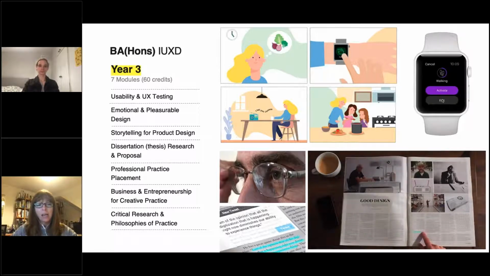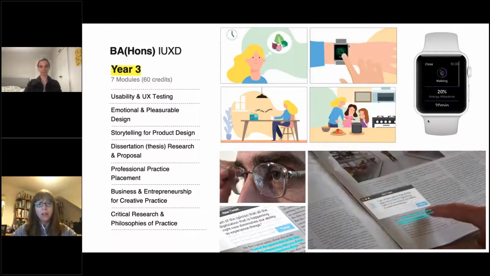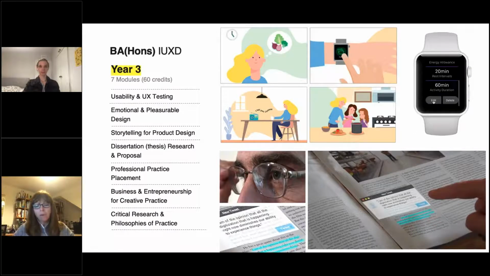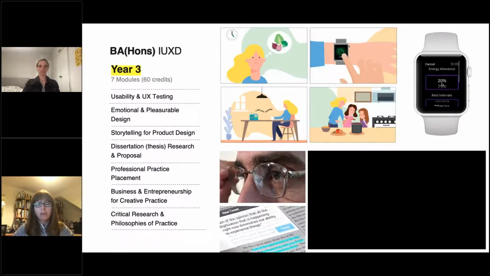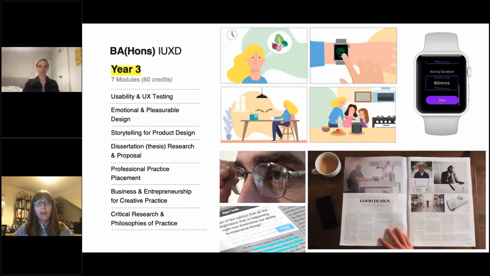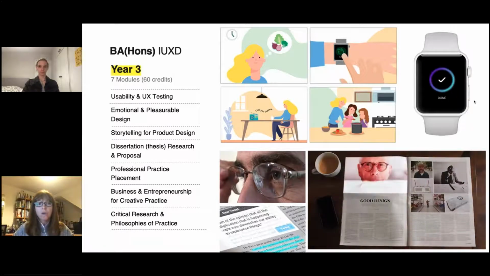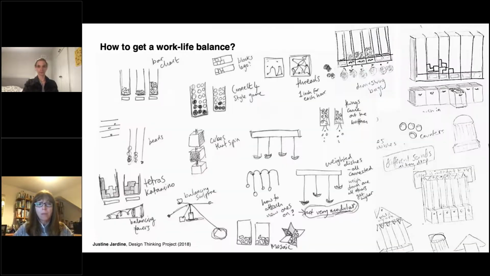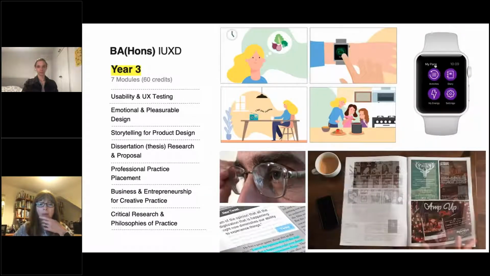And then finally, you will prepare your research proposal, because the last part of third year is about trying to find your own research interest, which in fourth year will become your major research project.